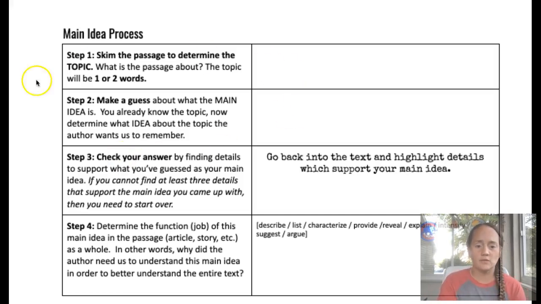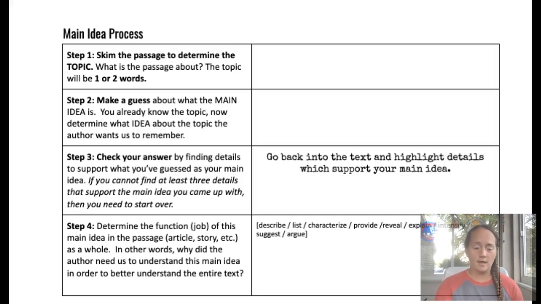Once you're done with step 2 and you've made a guess about the main idea, you are then going to check to make sure you have details that support this main idea. So say I said the main idea of this passage is that pizza is loved in cities everywhere. All right, that was my main idea. And then what I would do in step 3 is I would go back to the passage and I should be able to find at least 3 details that indicate that pizza is loved in cities everywhere. If I can't find 3 details, then it's most likely not my main idea, and I have to go back to the drawing board and come up with a new statement for my main idea.